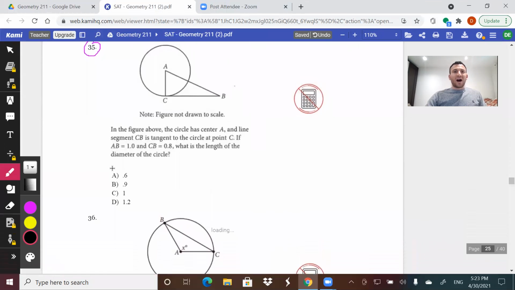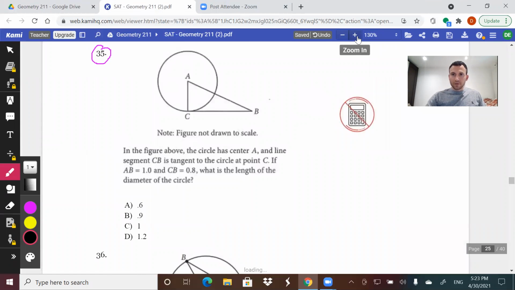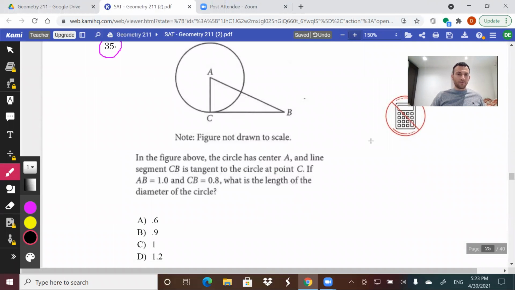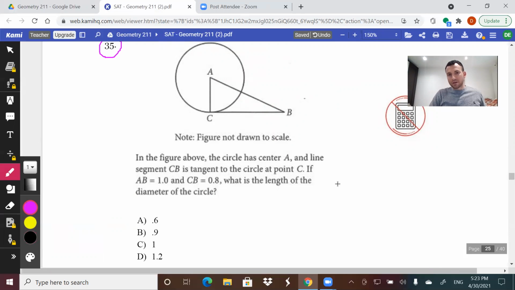Number 35, not just a circle problem, but a triangle problem to boot. So there's a special deal today at the SAT store. It's 2 for the price of 1. And I'll show you how cool this problem is. It was one of the last problems on a test. So it's one of the harder problems on section 3, which is a non-calculator section of the SAT.